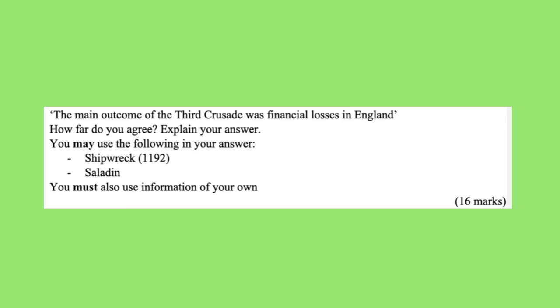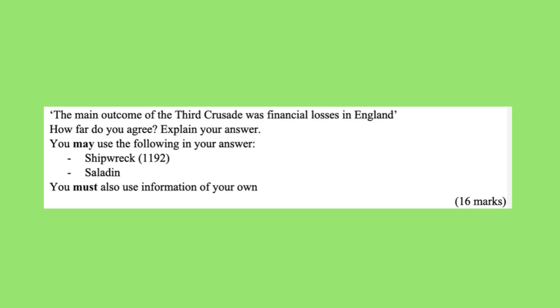So this is from the Richard and John option, and the question asks, the main outcome of the Third Crusade was financial losses in England. How far do you agree? Explain your answer. And your stimulus points are the shipwreck in 1192 and Saladin.